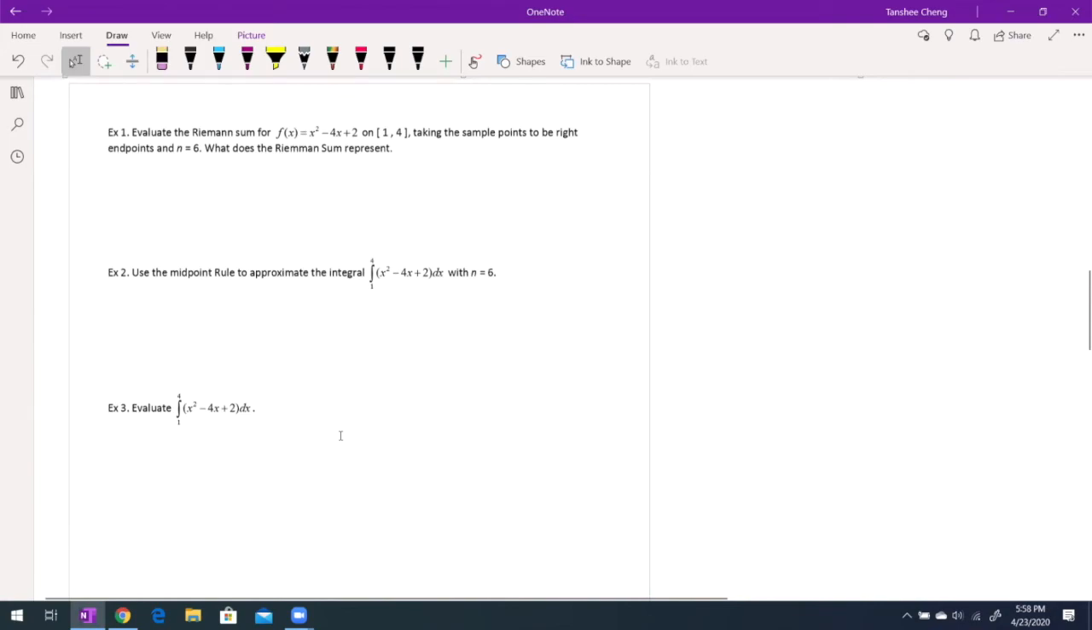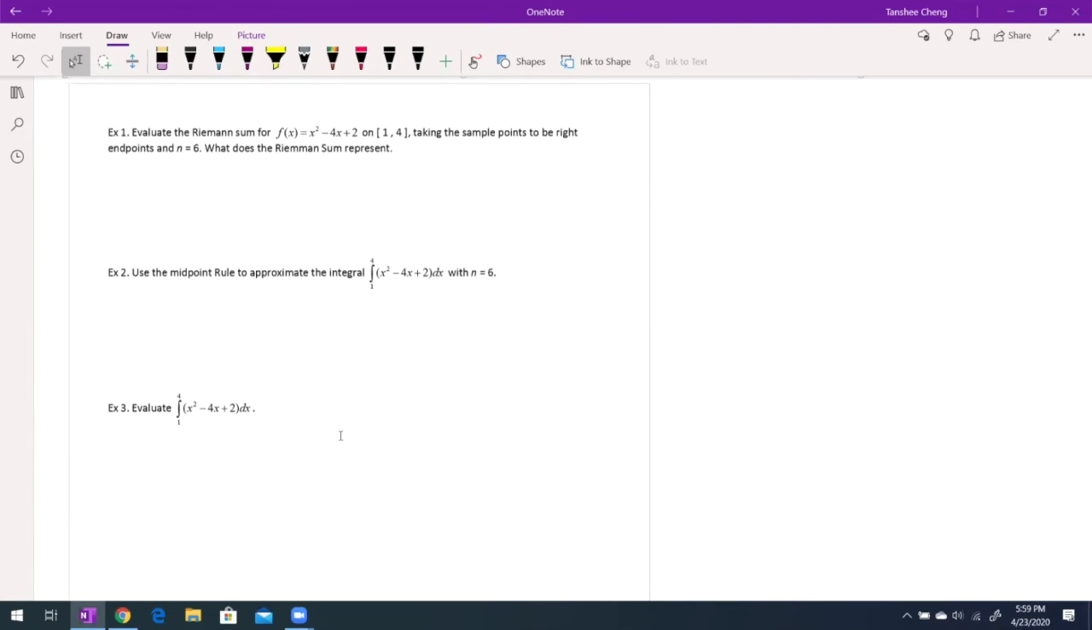So now, I want you to evaluate the Riemann sum using the right endpoint for this particular function, and I'm also asking you to interpret it. What is this Riemann sum representing? So, the first step that we need to find out is what is my delta x.